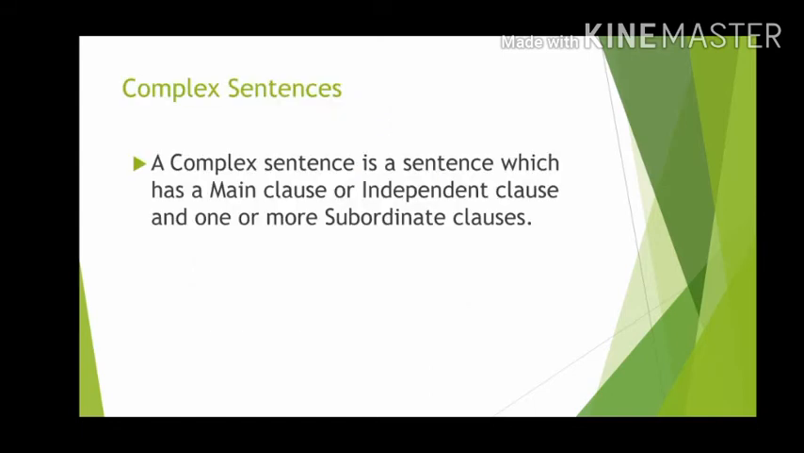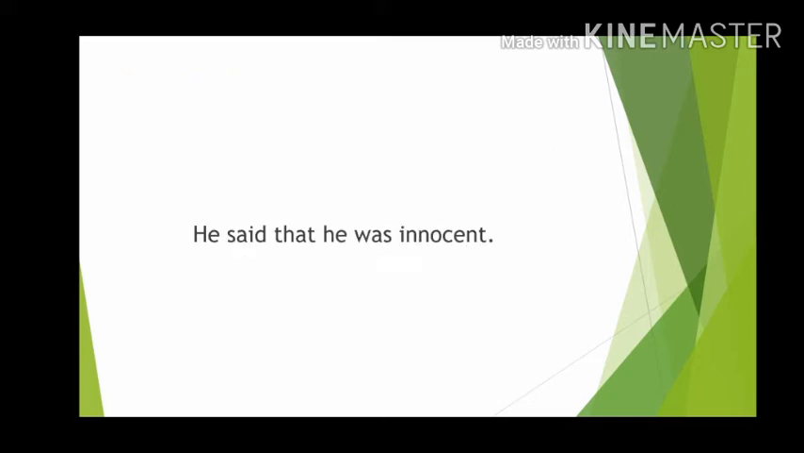Now, a complex sentence is a sentence which has a main clause or independent clause and one or more subordinate clauses. For example, he said that he was innocent.